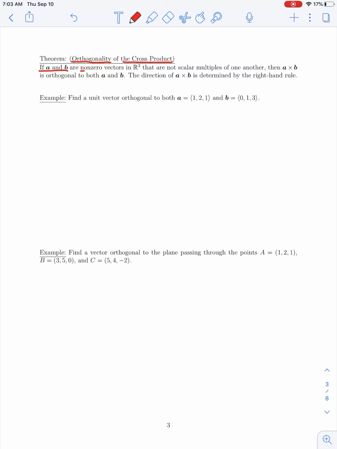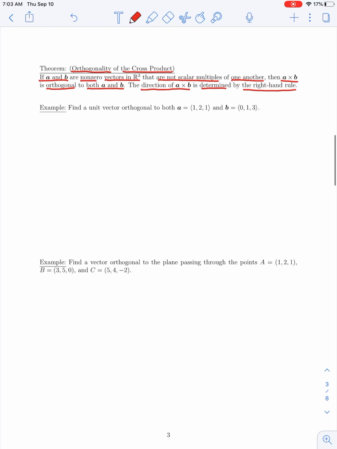If A and B are non-zero vectors in space, that is R3, that are not scalar multiples of one another, that is, if the two vectors are not parallel to one another, then A cross B is orthogonal to both A and B, and the direction of A cross B is determined by the right-hand rule.